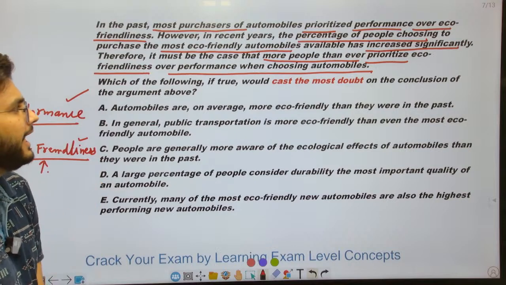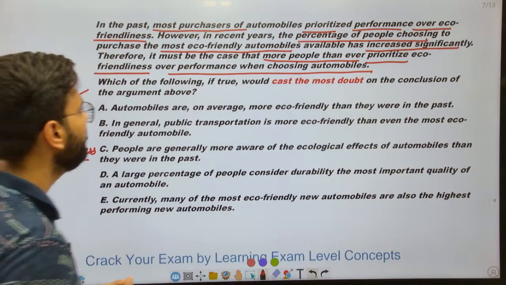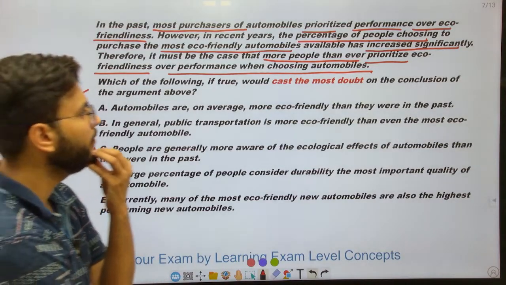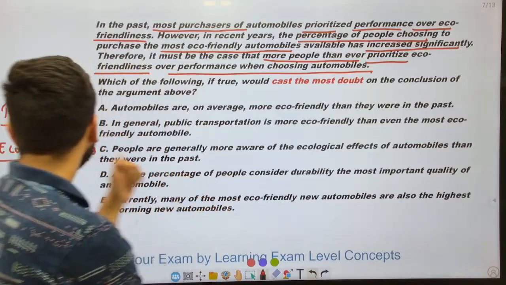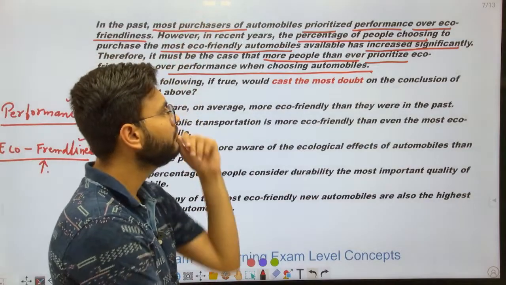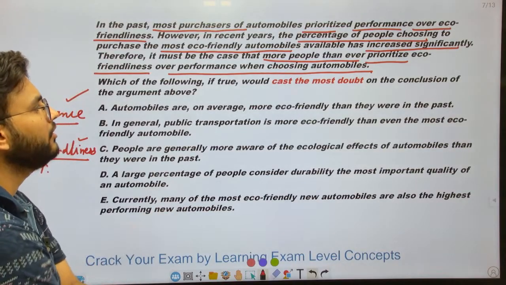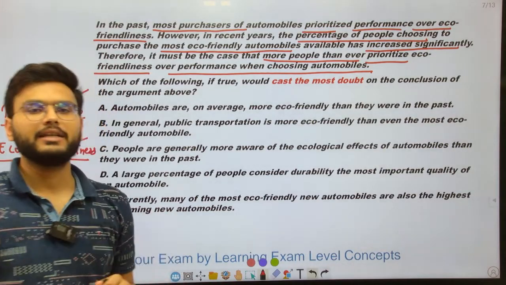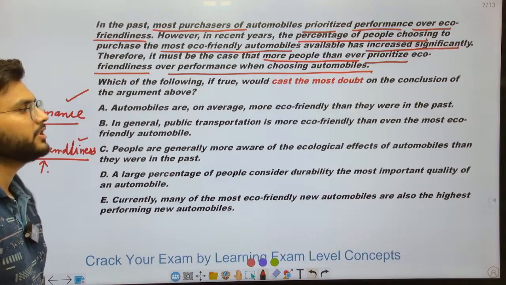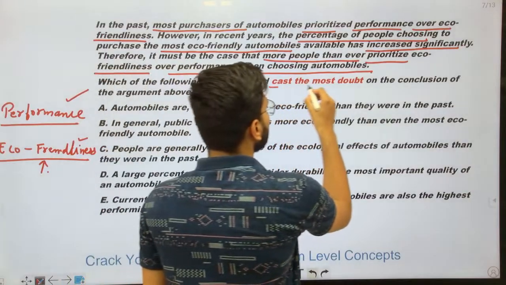Now the author concluded that this change we are seeing happened because people have shifted their priorities from a performance base to an eco-friendliness base. So the author concluded that it must be the case that more people than ever prioritize eco-friendliness over performance while choosing automobiles. It means the prioritization factors changed for people now. Now, what does the question want us to do? It says, which of the following, if true, would cast the most doubt.